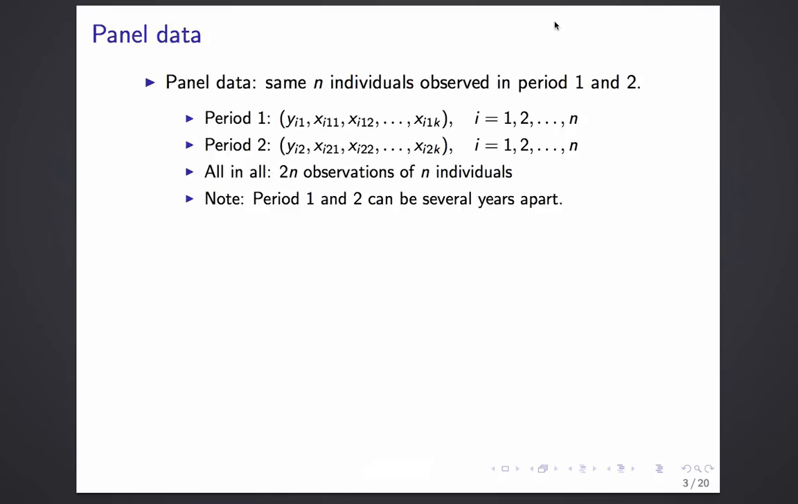Up until now, we haven't been very specific about what we mean when we say period 1 and 2. In practice, they can be very far apart. Period 1 and 2 can be decades apart. Of course, we can also think of the other extreme. Period 1 and 2 can be very close to each other. They can just be days apart. That doesn't really matter for the representation of the panel data model that we're going to look at in today's lecture. One last word on panel data is that it's also known as longitudinal data. So just make sure that you understand that here we're talking about the same concept.